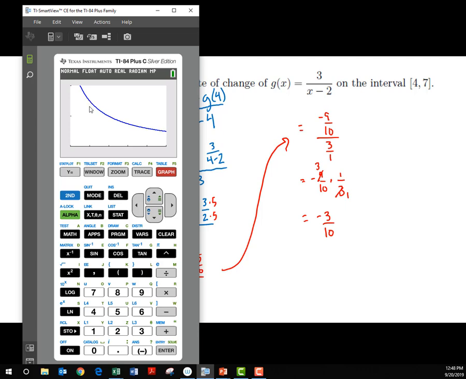Drop 3/10 as I go 1 to the right, drop another 3/10 as I go 1 to the right, drop another 3/10 as I go 1 to the right. That seems like what the average rate of change actually is. So I just wanted to bring it back to that picture each time we do one of these formulas.